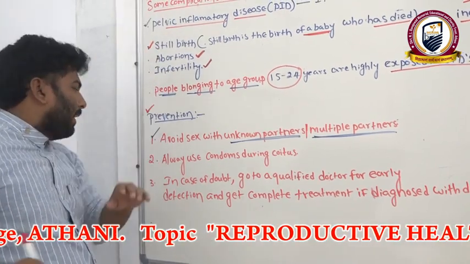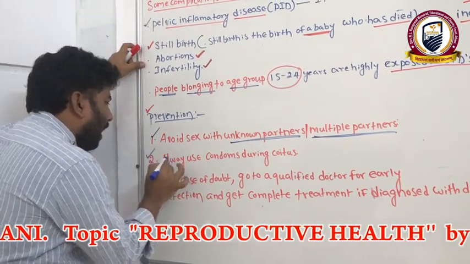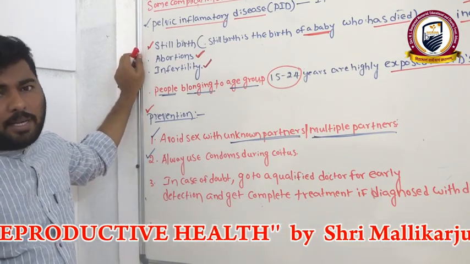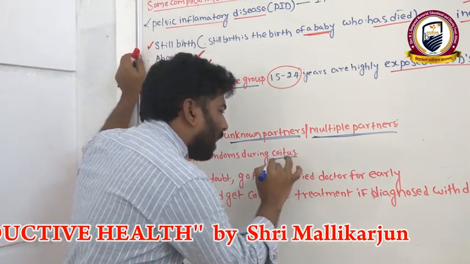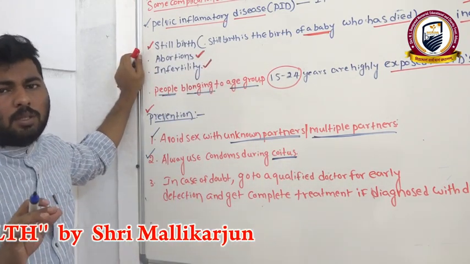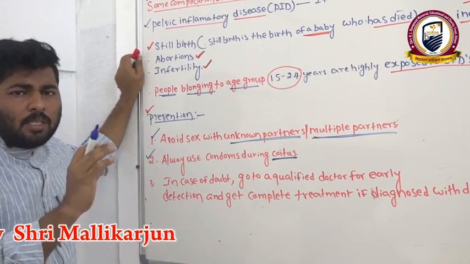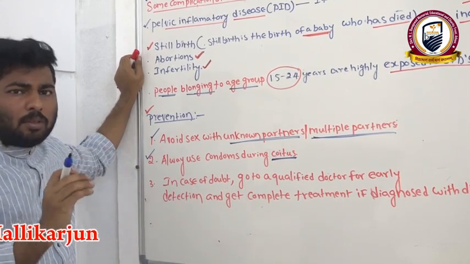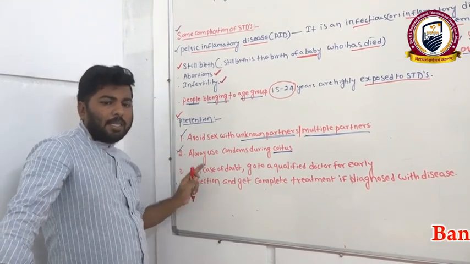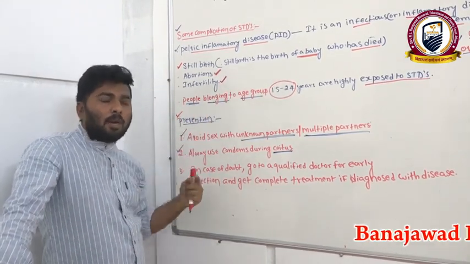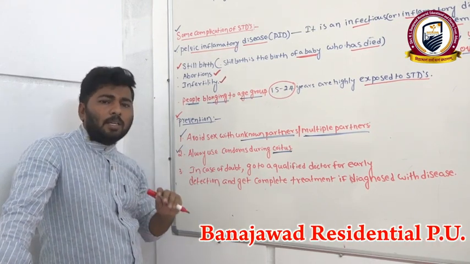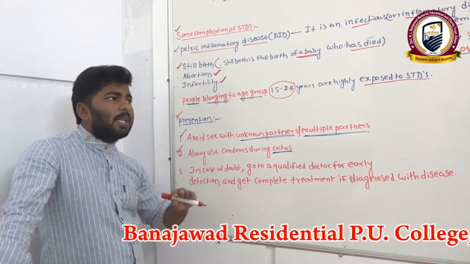The second one, always use condoms during coitus or sexual contact. Always using condoms is good for health, good to get rid of sexually transmitted diseases. We already told the advantages of condoms. Condoms have an ability to prevent sexually transmitted diseases or RTI infections.